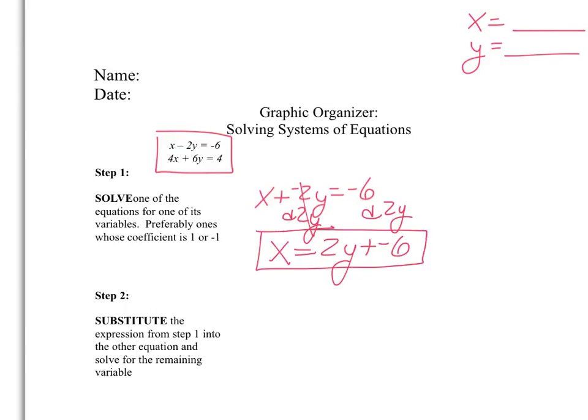So now we have this. Step 2. Substitute our equation from step 1 into the other equation that we haven't used yet and solve for the remaining variable. So my second equation is 4x plus 6y equals 4. I'm going to take the x out and plug in that entire problem from step 1. So 4 times 2y plus negative 6. Everything else stays the same. The plus 6y equaling 4, that all just comes down.